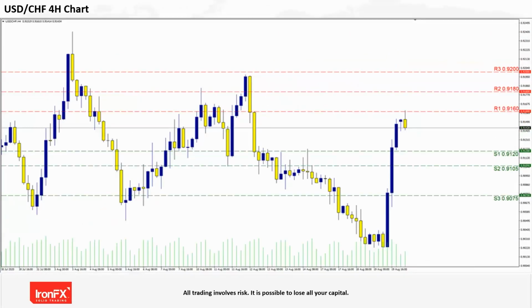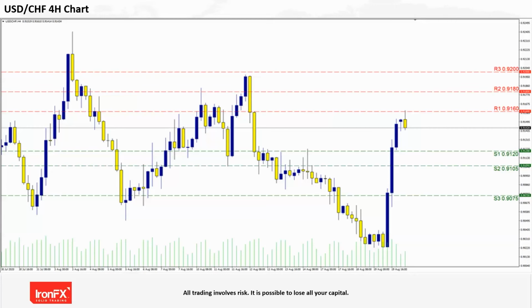Moving now to USDCHF 4-hour chart. USDCHF was among the top movers after the event, and today in the Asian session it moved higher to test the R1 0.9160, but was unable to breach it. Yet if the currency pair is undertaken by a bullish interest, then it could move even higher to test the R2 0.9180, or even higher for the R3 0.92 hurdle.